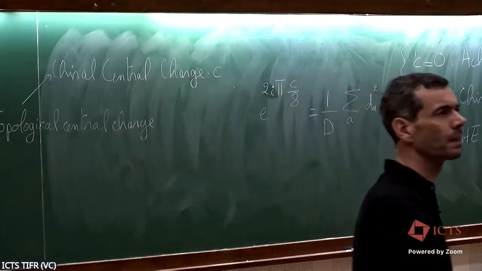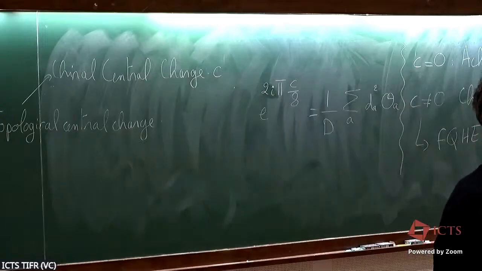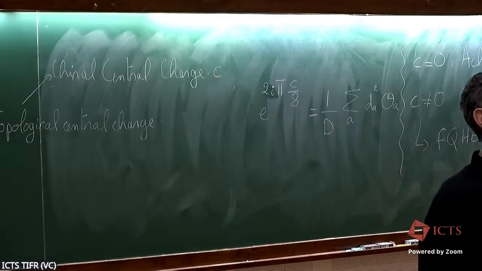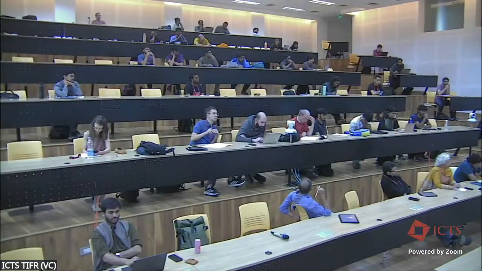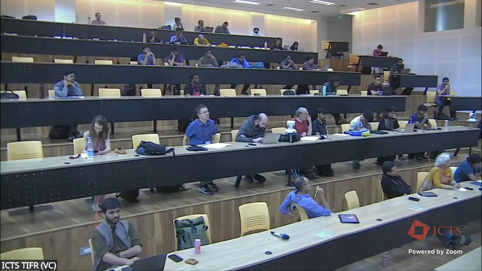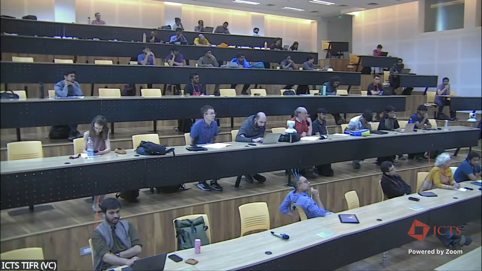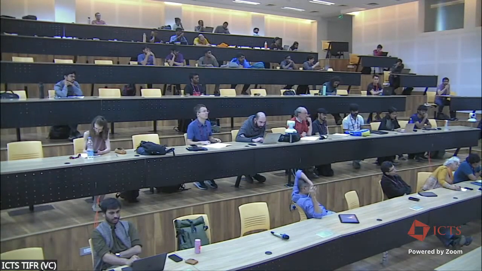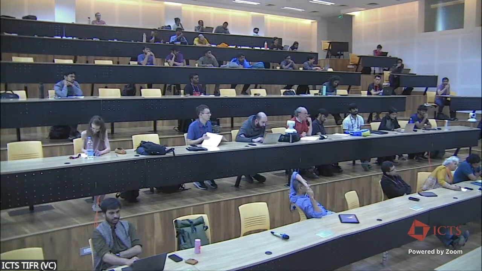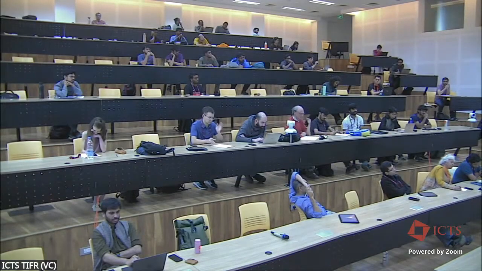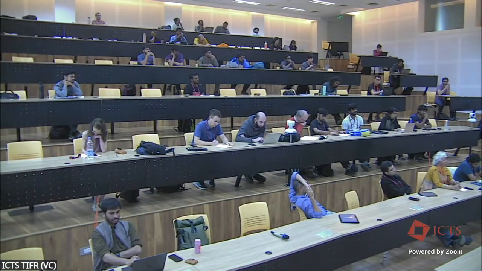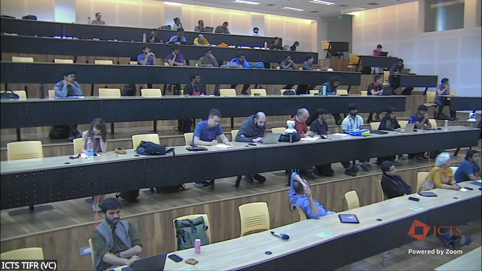Is there any simple way to see why this chiral central charge is related to this modularity matrix? I don't know. To be honest, I don't know how to simply answer that question. Maybe Frank has.